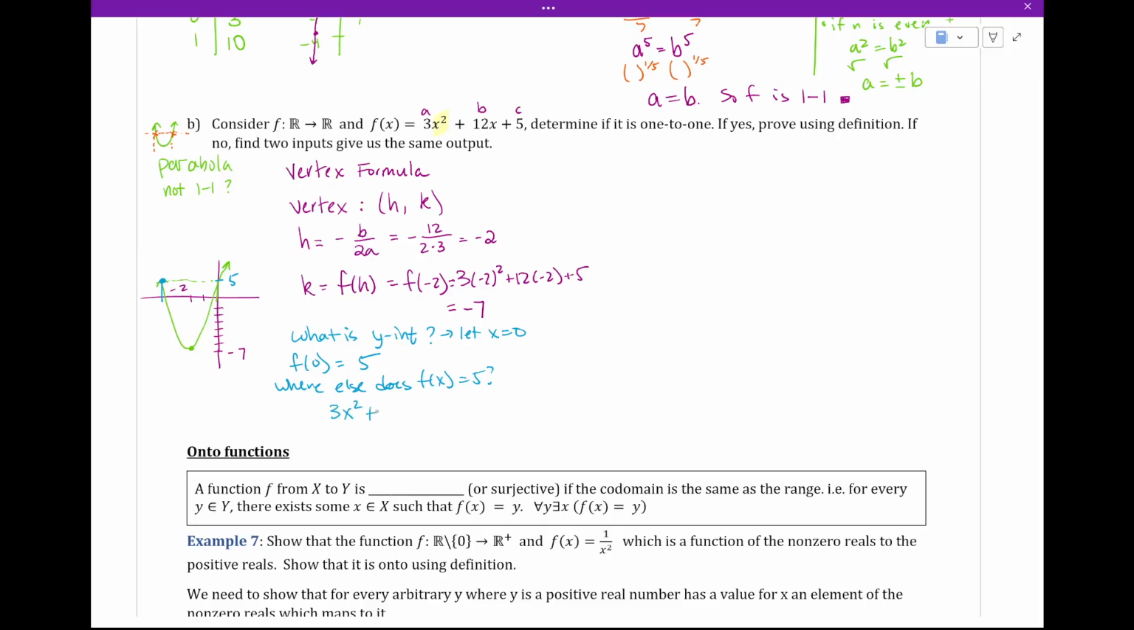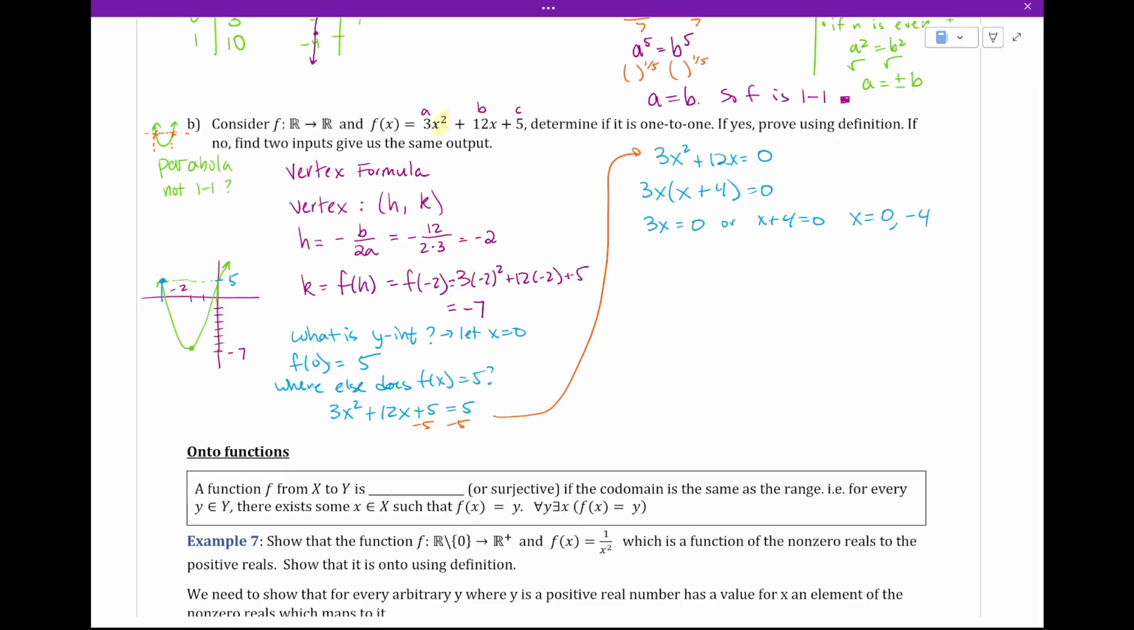3x squared plus 12x plus 5 equals 5. So let's subtract 5 from both sides. I'm going to come over here. 3x squared plus 12x equals 0. Oops, I said 12x, but I did not write the x. Let's see, I think I can factor out the greatest common factor, a 3 and an x. I'm left with x plus 4 equals 0. So 3x equals 0 or x plus 4 equals 0. That means x is 0 or negative 4.